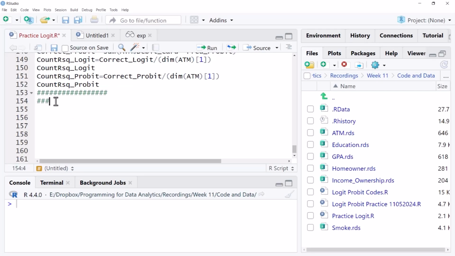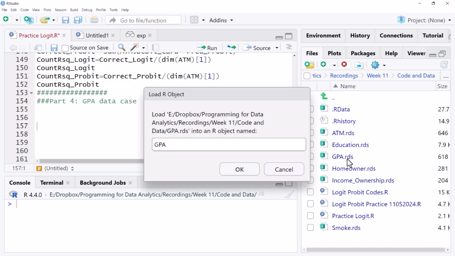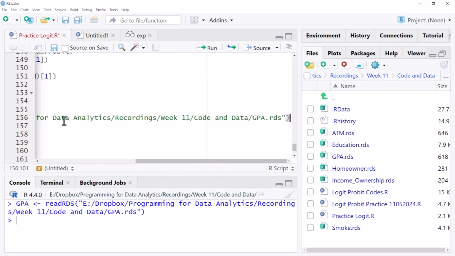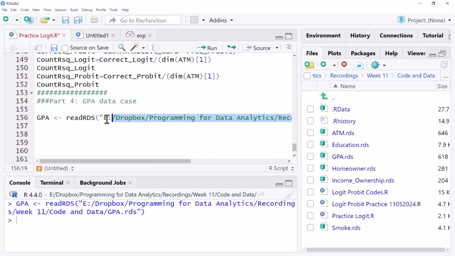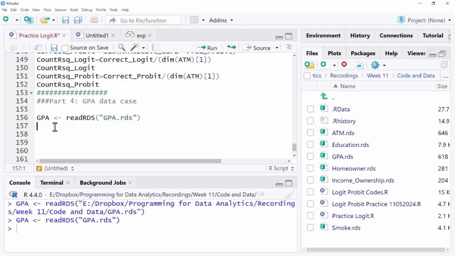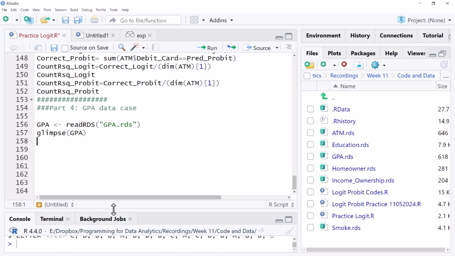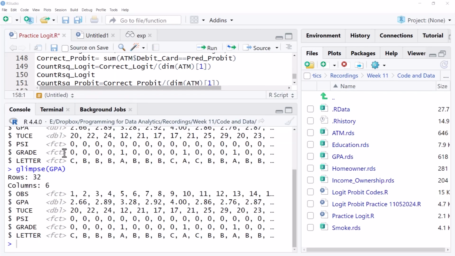Let us start with the GPA case, which is part 4, case study number 4, GPA data case. First and foremost, let us load the data. So this is the data file GPA. I'll copy paste this data file for reference. Now to begin with, let's have a glimpse of this data file. Let us see what variables are inside. So we have the GPA data here. Then you have the TUCE data. You have PSI, grades, letter grades. We have already discussed these variables.